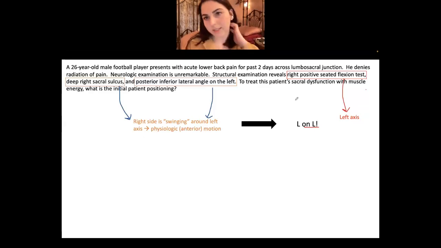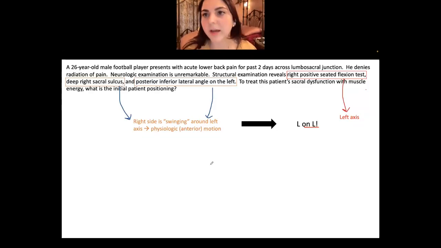So then it's like, okay, what type of diagnosis is this? A deep right sacral sulcus and a posterior ILA on the left. So on the right, it's deep, and on the left, it's shallow. You can think of this as the right side swinging around the left axis, which is physiologic. So it's an anterior motion. It's physiologic. This is a left on left.